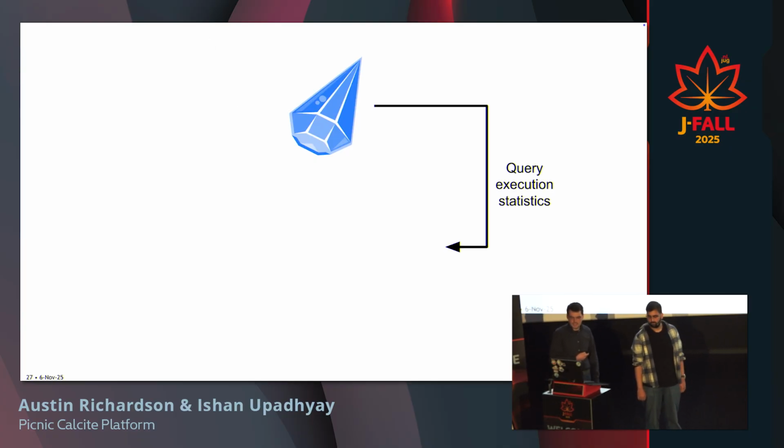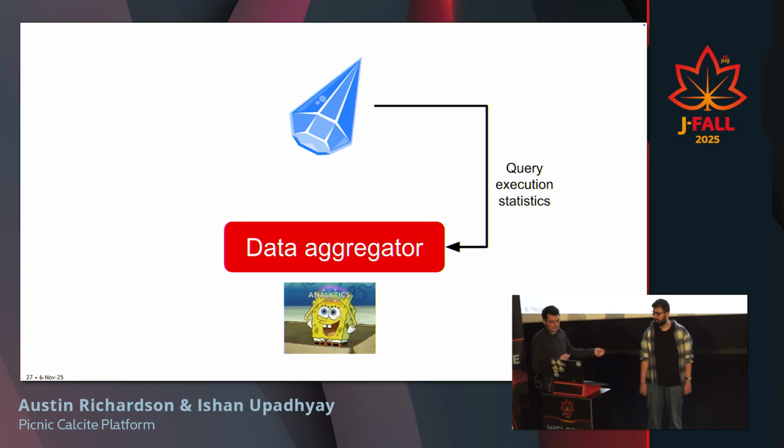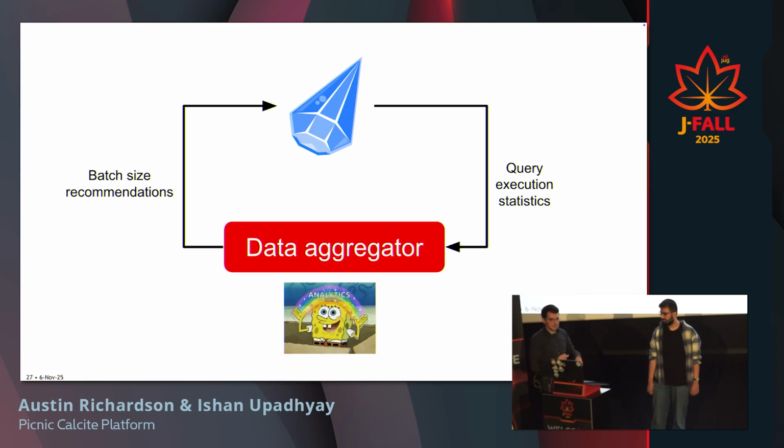So what we did is we started exporting statistics about the query execution. So what data is flowing through the query in production, and then we do some analysis on that to figure out what is a recommendation for the batch size to use for each join in a query. And we then send this back to Calcite.